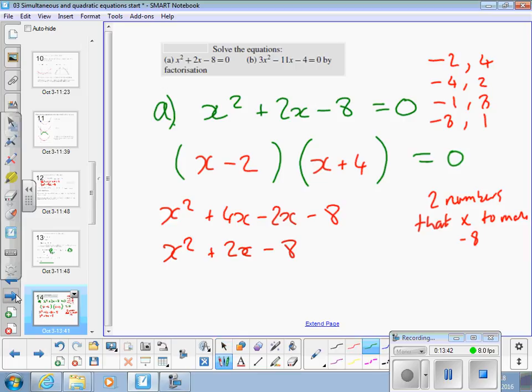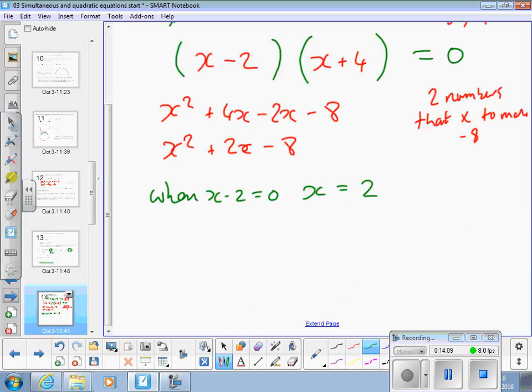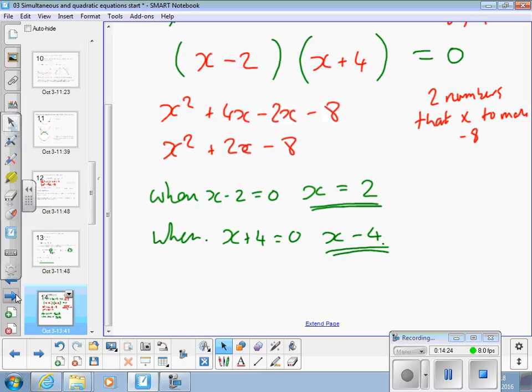What we can now do is, how do we find the 2 roots? When x minus 2 equals 0, x equals 2. When x plus 4 equals 0, x equals minus 4. So those 2 are your 2 roots for that equation. You all follow that problem? The key to it has been being able to factorise the expression.